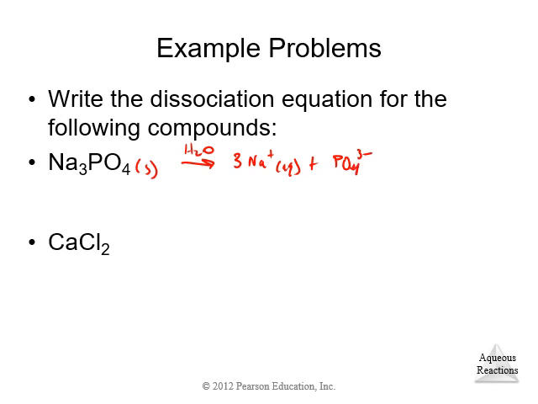We do not separate this into individual phosphorus and oxygen atoms because this is a polyatomic ion, and it would be aqueous as well. As we look at our second example, we have calcium chloride, CaCl2. I would place water up above the arrow, and I would form Ca2+ and 2 Cl- ions.